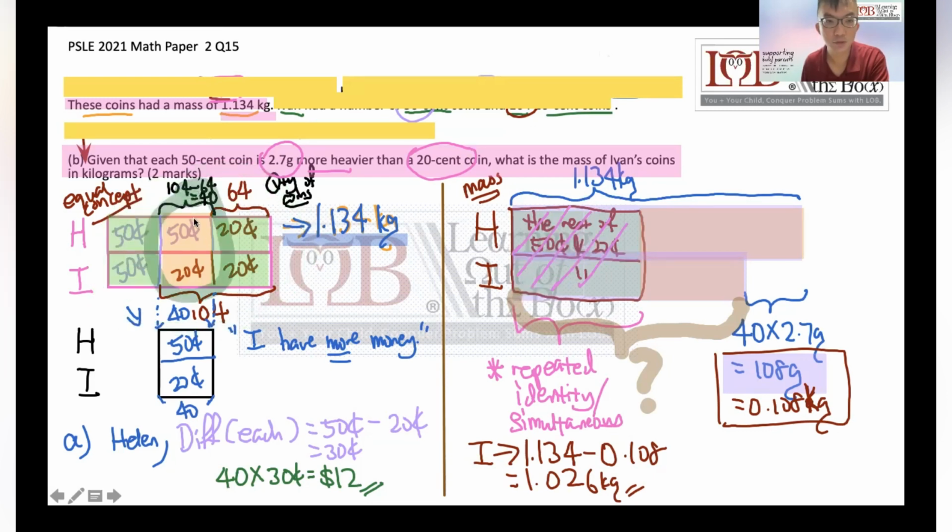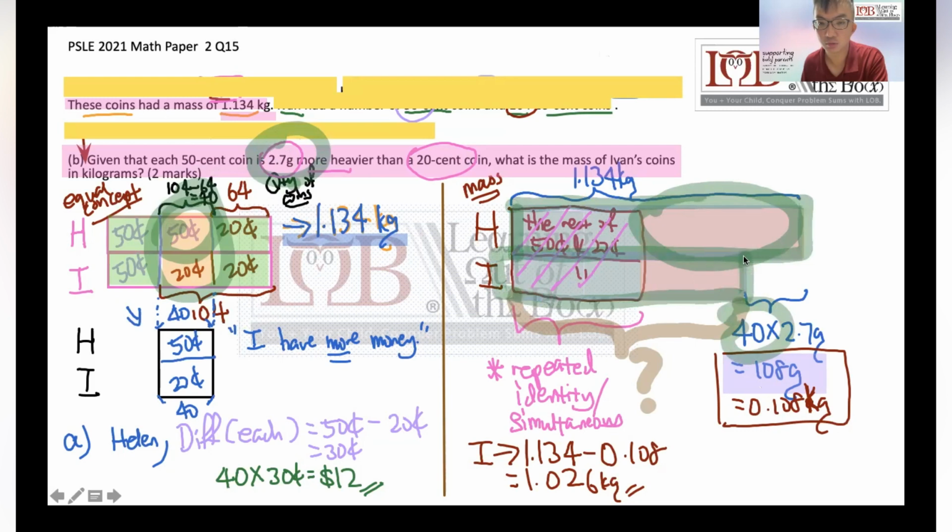So later only the orange part is left. But you know that it's heavier per coin, for each coin you'll be heavier here. So the difference of the mass of each coin between the two coins, and then the difference. You have a more-or-less-than model, or you can see this as repeated identity. So this part is repeated, or simultaneous. Then just find the difference.